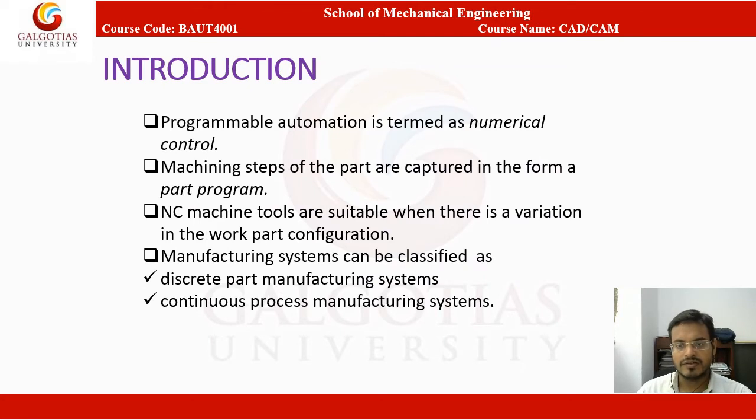Say introduction. What is numerical control? So numerical control is any programmable automation. Automation means all the things will be done by computer controlled machines. So that programmable automation is called numerical control. So machining steps of the part are captured in the form of a part program. NC machine tools are suitable when there is a variation in the work part configuration. Manufacturing systems can be classified as discrete part manufacturing systems and continuous process manufacturing systems.